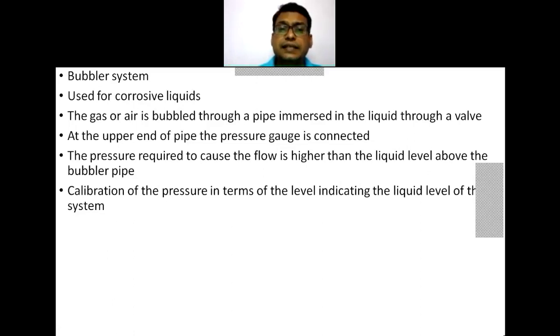And this is measured by a pressure gauge or a differential pressure measurement instrument that is there. DP is your differential pressure measurement. It is calibration of the pressure in terms of a level, indicating the liquid level of the system.